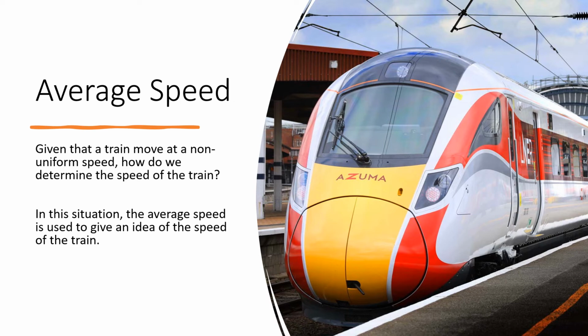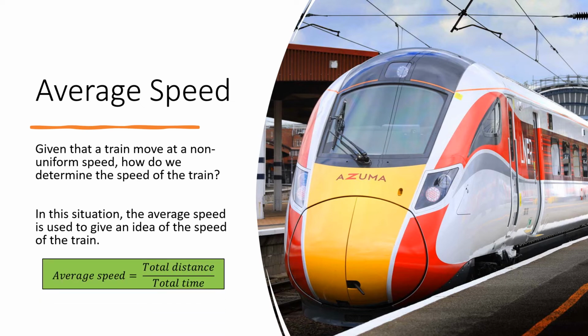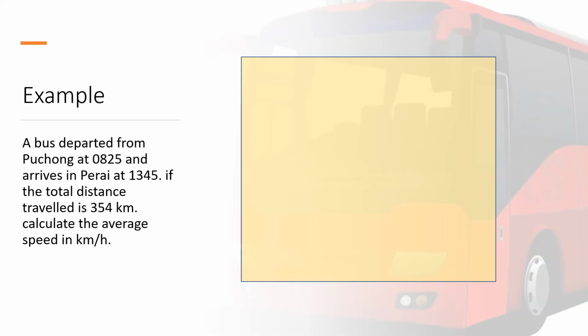In this situation, the average speed is used to give an idea of the speed of the train. We will use average speed to calculate the speed for the whole journey. The formula for the average speed is total distance over total time. If you calculate the speed, it is distance over time. But for average speed, we calculate the total of all the distance and the total time taken for the whole journey. Alright, example.